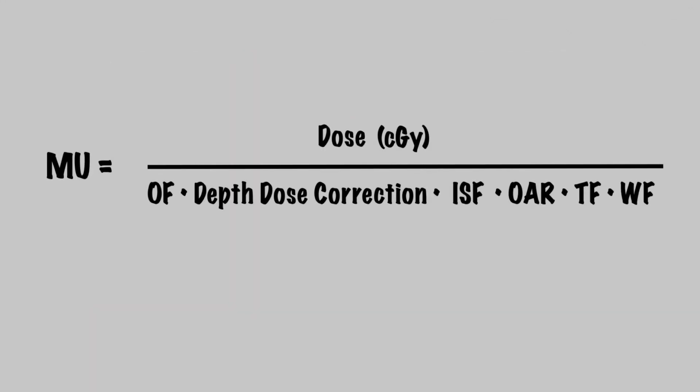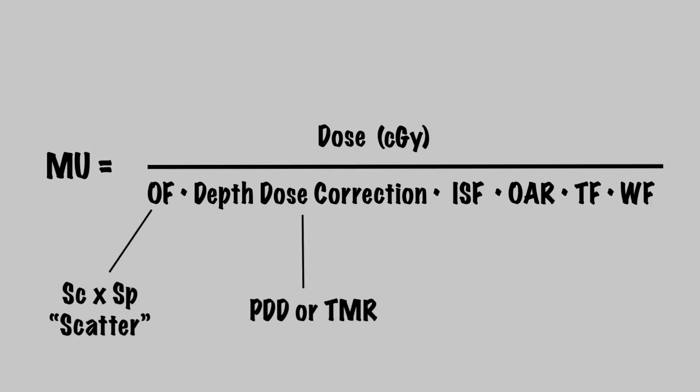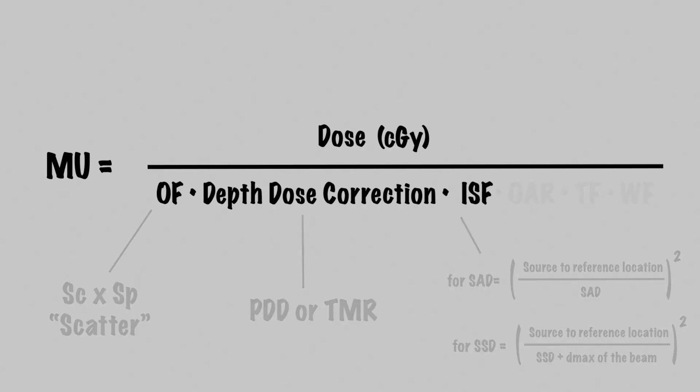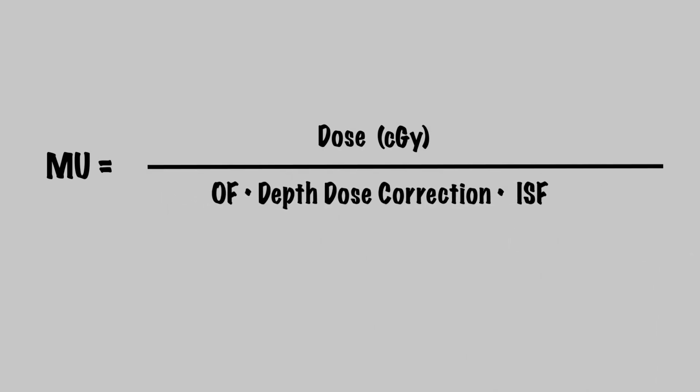With this knowledge, we can develop a formula. Each of the discussed modifiers impact the dose reaching our point or target of interest, so they go in the denominator of our formula. Therefore, our formula becomes dose in centigray divided by output factor, the depth dose correction, the inverse square factor, and any other modifiers such as off-axis ratio, tray factors, or wedges. We will walk through these factors quickly, but right off the bat, let's remove the wedge, tray, and off-axis ratio correction factors. They would go in the denominator, but we'll skip them here to concentrate on the main points.